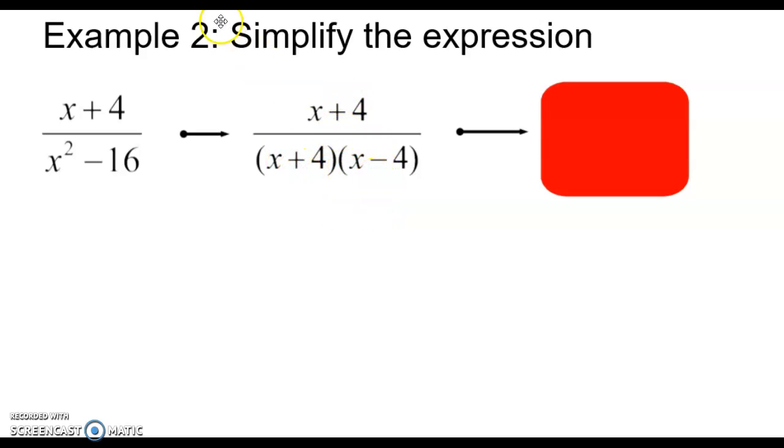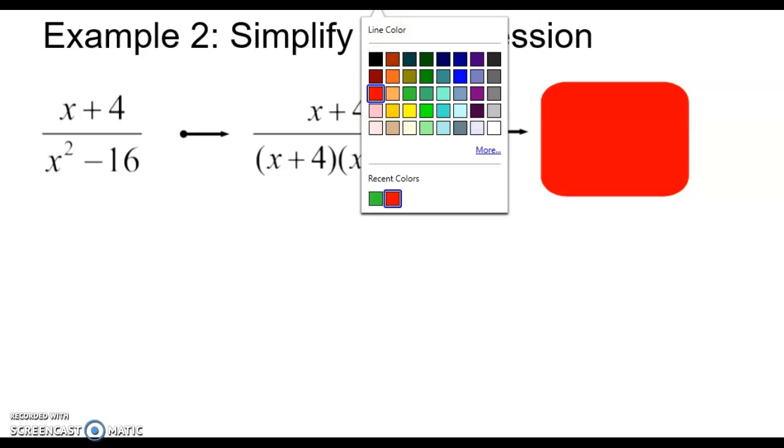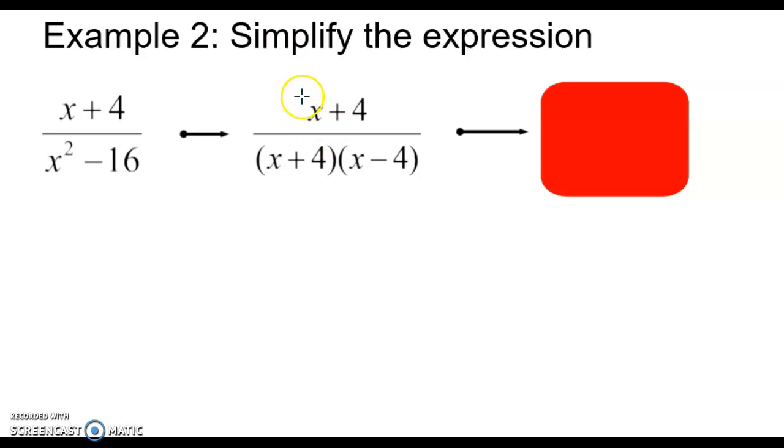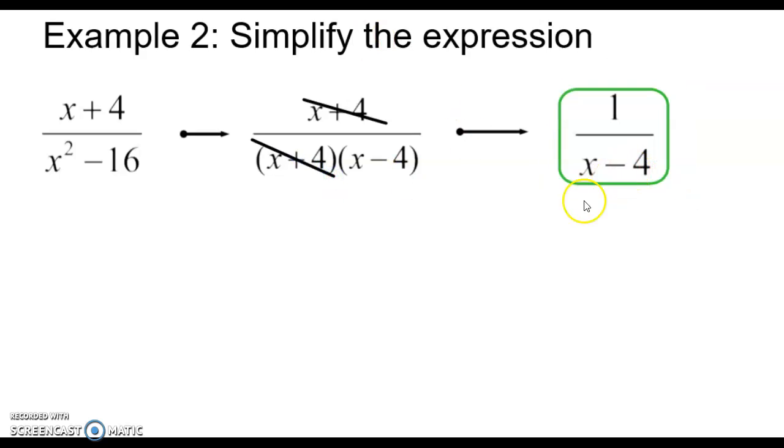Now I look to see what's the same on both the top and the bottom. I have an x plus 4 on the top and the bottom, so they're each going to cancel out, and then I'm just going to be left with that x minus 4 in the bottom. And then we still need something in the numerator. Again, x plus 4 divided by x plus 4, so we're canceling both of those out. That's just going to leave us with a 1 in the numerator. So we're canceling out any like factors.